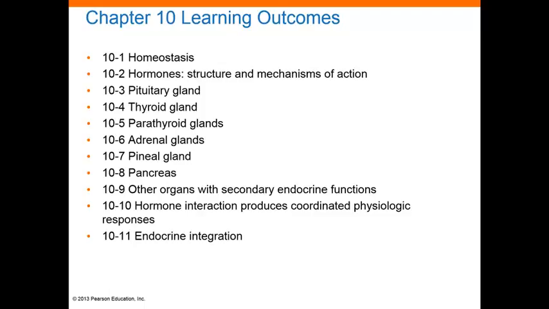and the adrenal gland. We'll describe the location of the pineal gland and discuss the functions of the hormone it produces. We'll also describe the location, hormones, and functions of the pancreas, as well as hormones produced by the kidneys, heart, thymus, testes, ovaries, and adipose tissues in the other organs with secondary endocrine functions section. Finally, we'll explain how hormones interact to produce coordinated physiological responses and describe how the endocrine system responds to stress and how it is affected by aging.